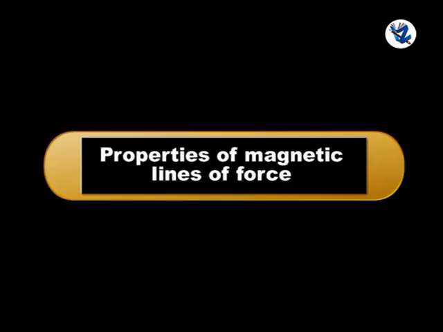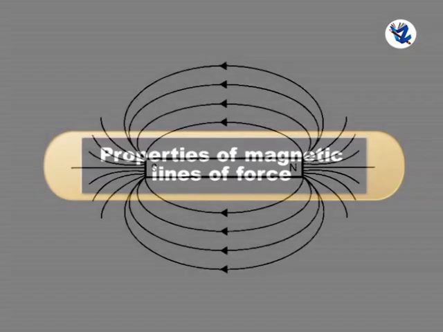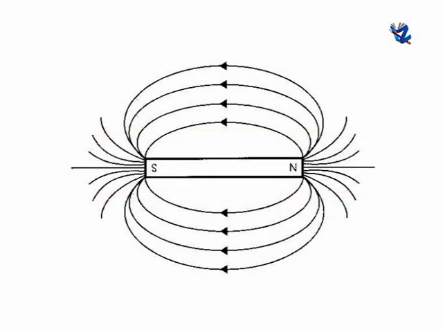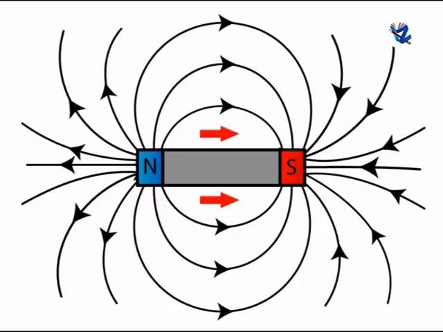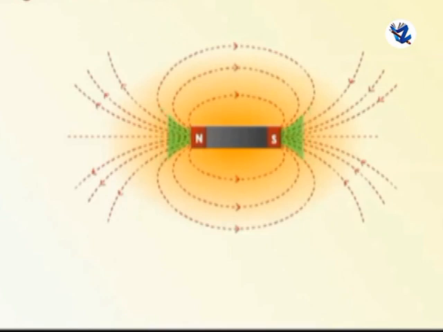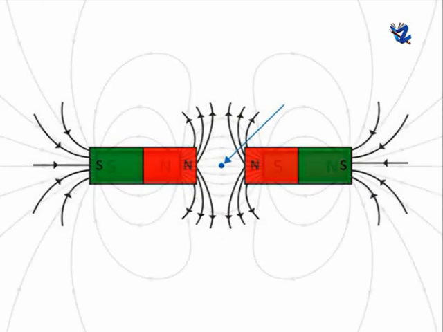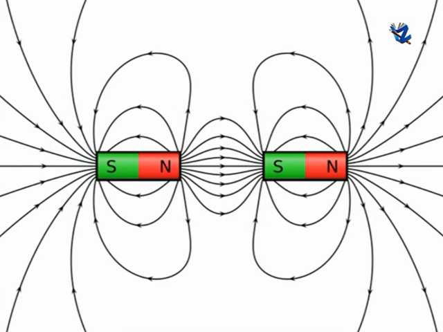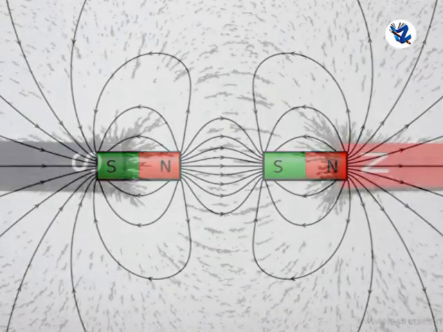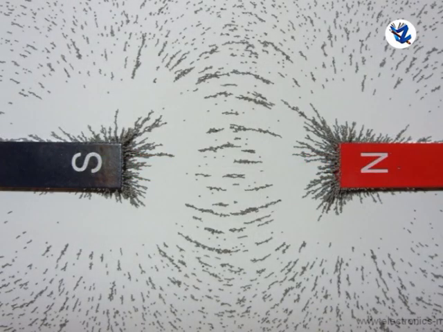Now, properties of magnetic lines of force. The magnetic lines of force are imaginary connecting lines. The magnetic lines of force always run from the north pole to the south pole. Magnetic lines of force are in a state of tension like a straight spring. The magnetic lines of force repel each other. The magnetic lines of force do not intersect each other. The number of magnetic lines of force at a particular point determines the strength of the magnetic field there.